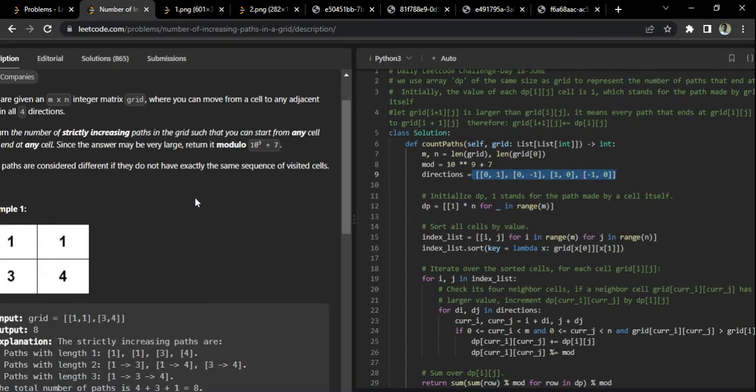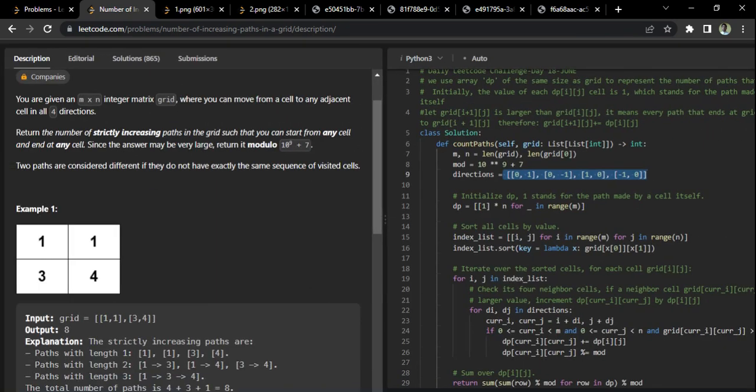So yeah, coming to the question again. Yeah, these are the four directions. Return the number of... So what is given is that we can move from a cell to any adjacent cell in all four directions. So from one I can move to three, from one I can move to one. From this one I cannot move to four, because it's a diagonal and they are not considering the diagonal directions.